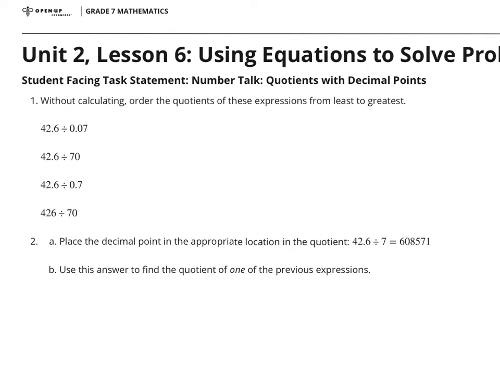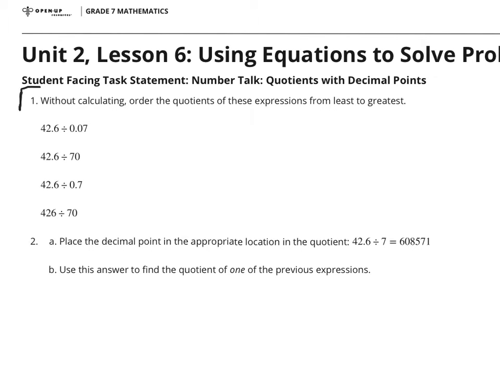All right, C period, we are going to look at Unit 2, Lesson 6, which is about using equations to solve problems as opposed to a T-chart. We can still use the T-chart, but sometimes using an equation is an efficient way to solve a problem. I do like this warm-up here.